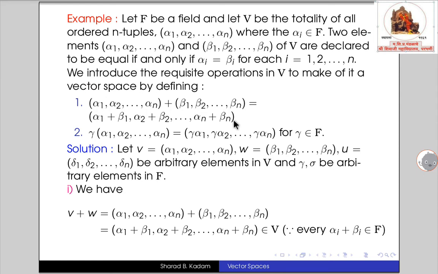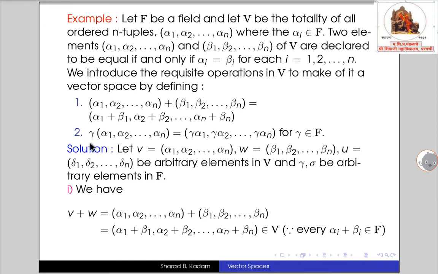Here addition is component wise. The first component is added with the first component. The second component of the first element is added with the second component of the second element, and the nth component of the first element is added with the nth component of the second element. So this addition is component wise.